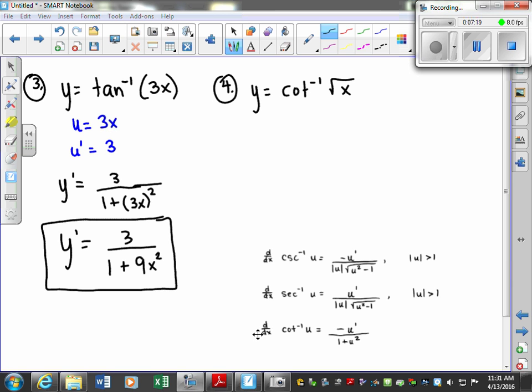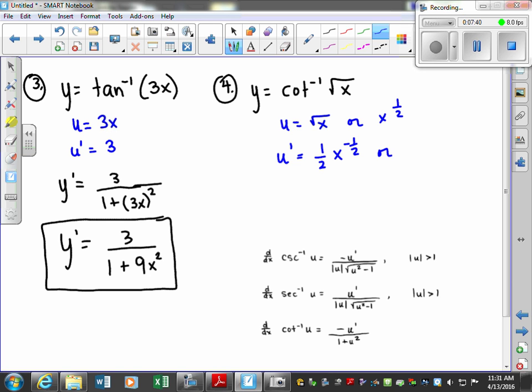Okay, so here's our cotangent inverse. So we're going to be working with this formula, but let's go ahead. You were working on u while I was away. So u is going to be the square root of x, or how else could we write that? X to the 1/2. So what would u prime be? 1/2 x to the negative 1/2, or if we simplify the version, it would be 1 over 2x to the 1/2, or 2 square root of x, like that.